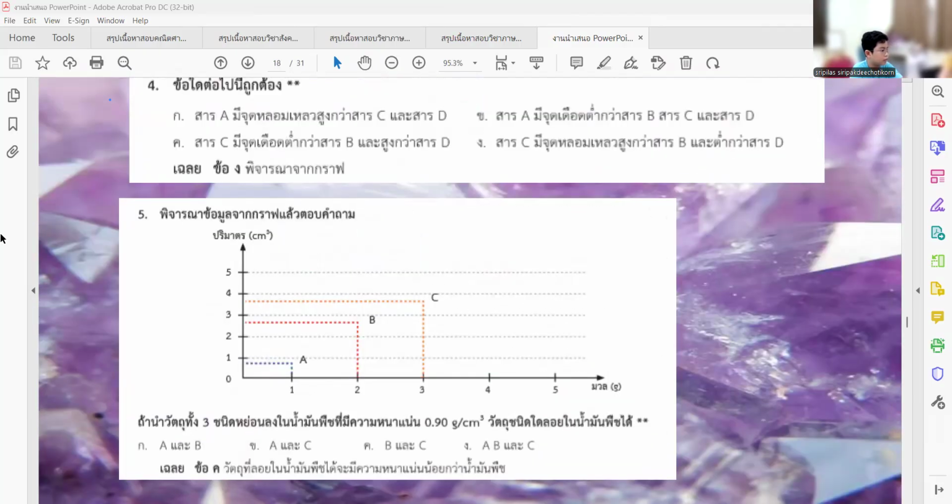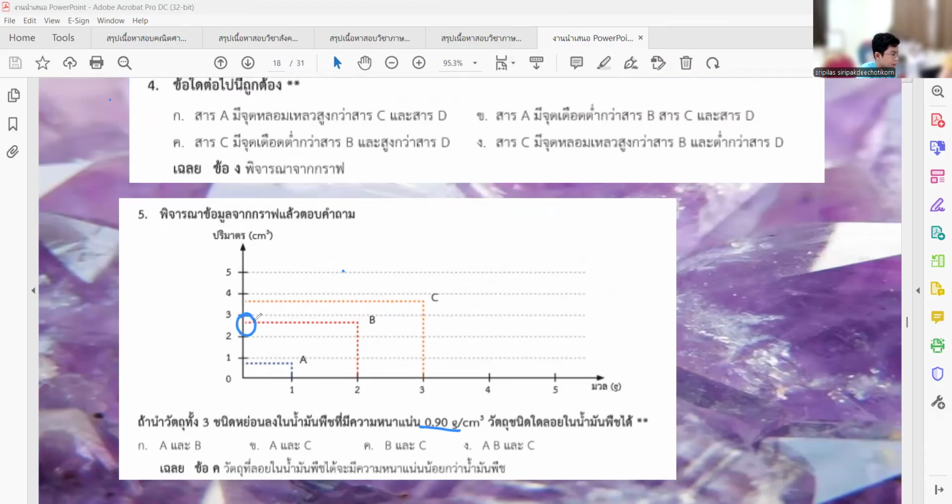Okay, let's look at number 5. It wants us to look at the graph. If we put all three of these into cooking oil, which one will float? Actually, a lot of you get tricked in this question. You will immediately answer A and B. No, that's wrong. Look at B and C.